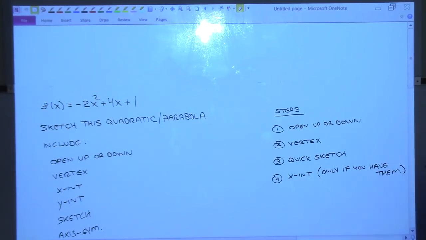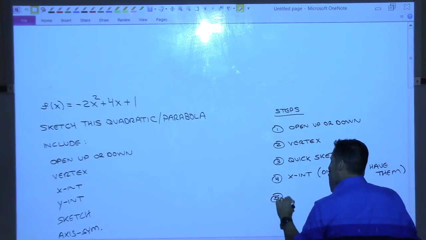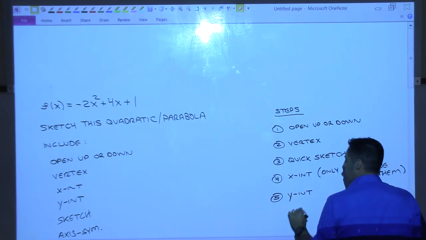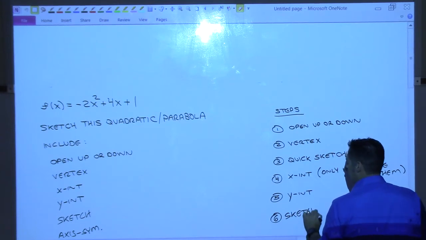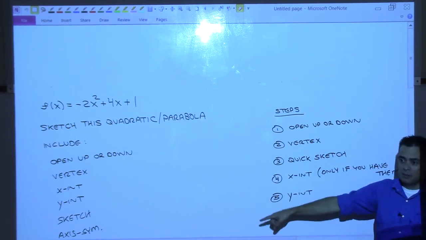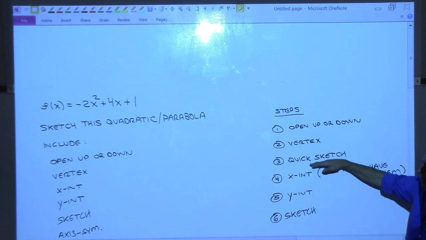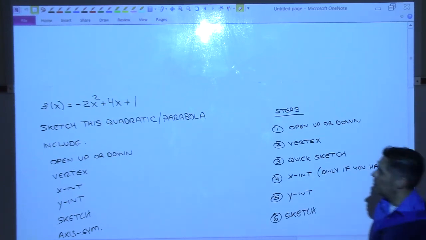And then the fifth step, you're going to get the Y-intercept. And then the sixth step, you're going to sketch it. So I know that looks exactly pretty much like that list over there. But this quick sketch is the part that's different. So let's go through the procedure.